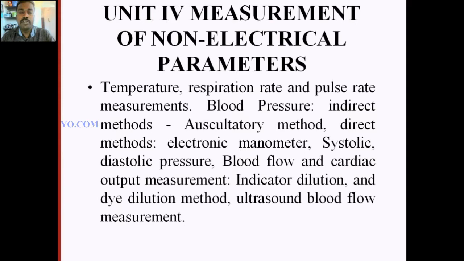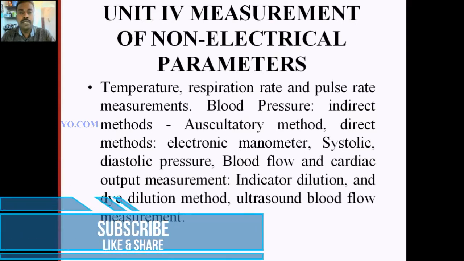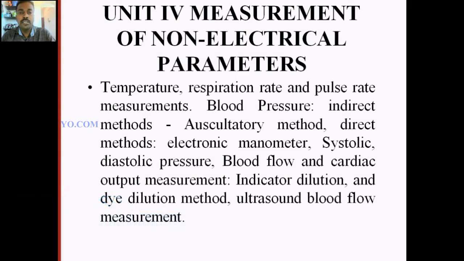In our first unit we have studied different electrodes and biopotentials. The biopotential is an electrical parameter of the human body. So brain waves, heart waves, these are electrical parameters. The ECG and EEG are the electrical parameters of heart and brain respectively. Okay, so in unit 4 we are going to study how to measure non-electrical parameters.